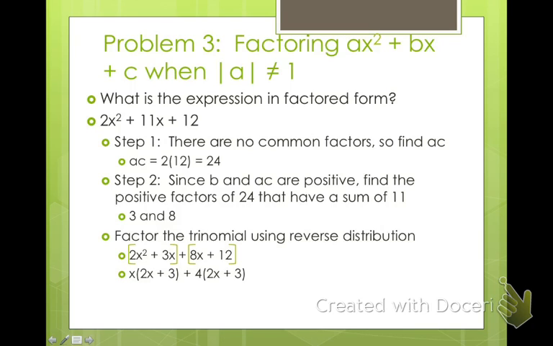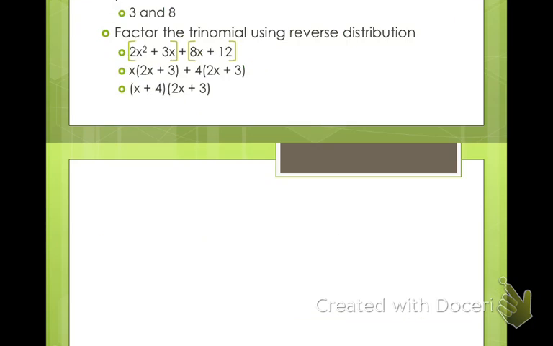Alright. This is another way that your book shows you how to do it. It can be really complicated and just frustrating. So whichever way makes more sense to you is totally fine with me.